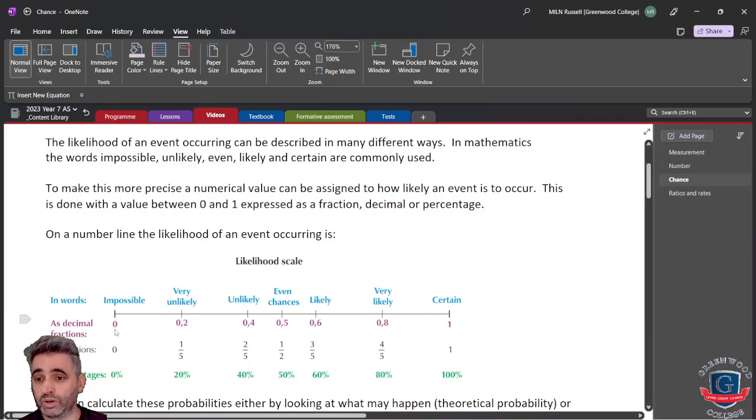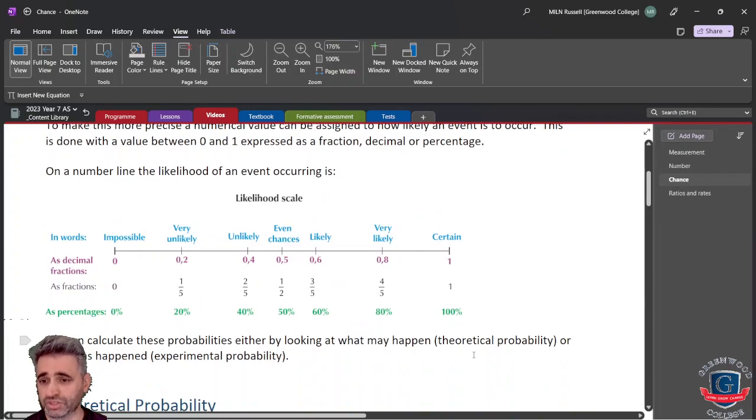So we typically put probability values between 0 and 1, 0 being impossible, 1 being certain, everything else in between. You can't get more unlikely than impossible. You can't get more likely than certain. Now, we don't only represent numbers between 0 and 1 as decimals. We can also represent them as fractions or as percentages. And all of those can be probability values.